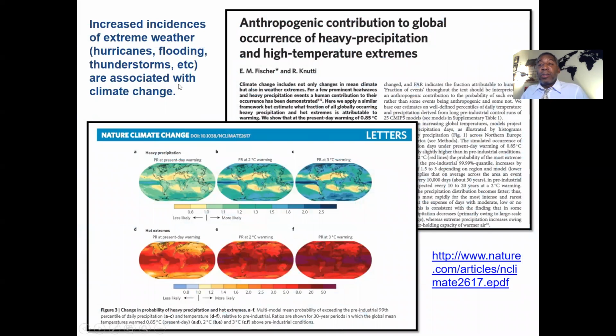And so, as climate changes, we're going to see more, maybe not a greater number of extreme weather events, but those that occur are going to be more intense: more intense precipitation, more intense floods, more intense hurricanes, more intense tornadoes, and so on and so forth. So the issue is not with greater occurrence, but with greater intensity.